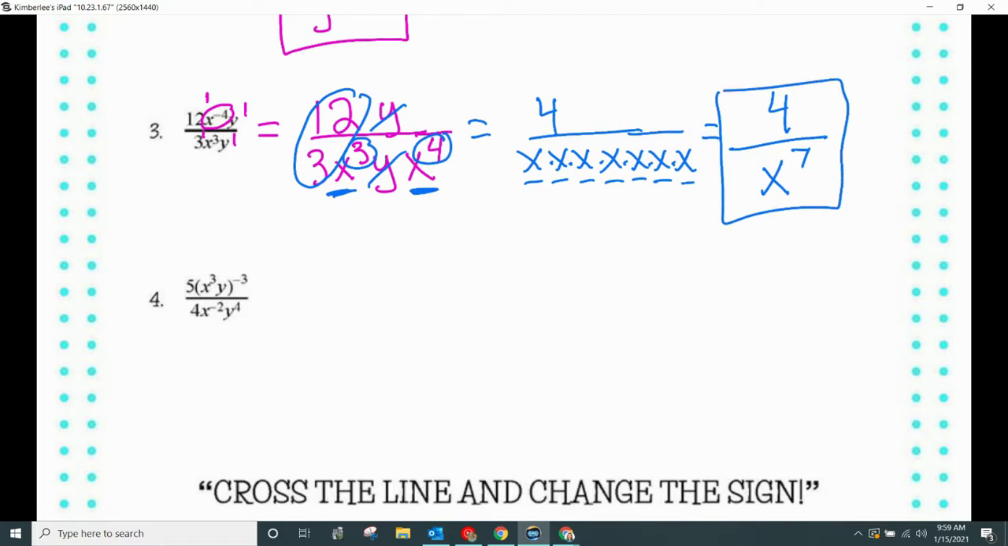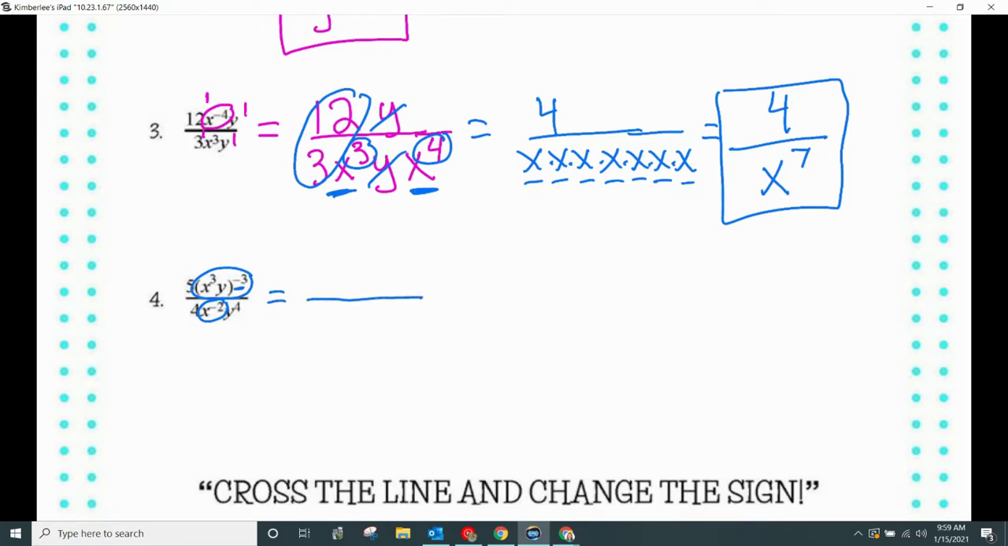Okay, so look at number 4. 5 times x cubed times y to the negative 3. So which pieces are negative? Well, I'm seeing a negative power right here, and that negative power applies to everything in the parentheses. The 5 is not in the parentheses. But look, I see another piece that has a negative power, x to the negative 2. Okay, so for this one, I have 2 pieces that I need to move, and that's okay.